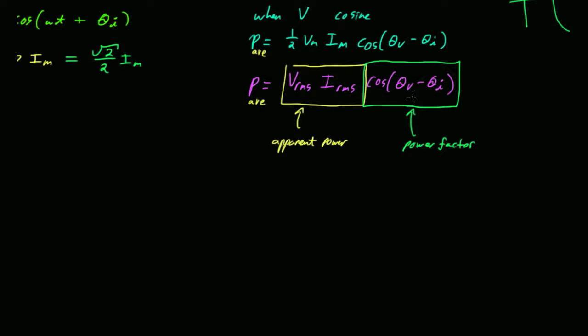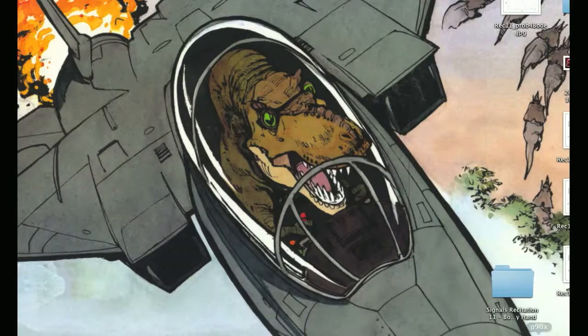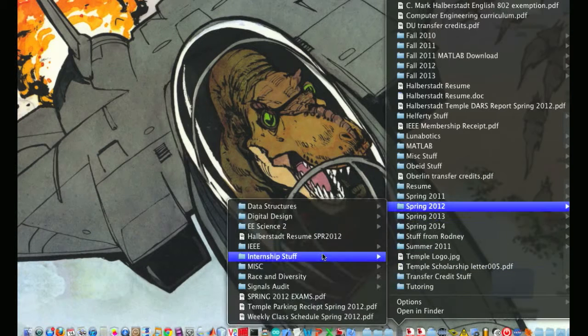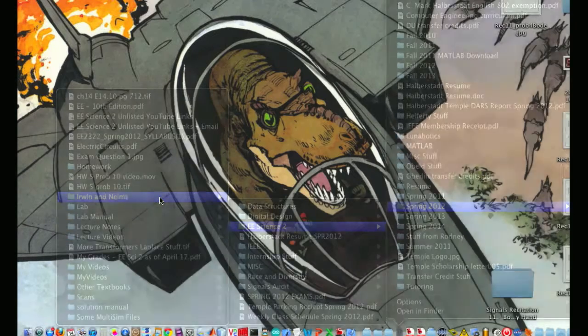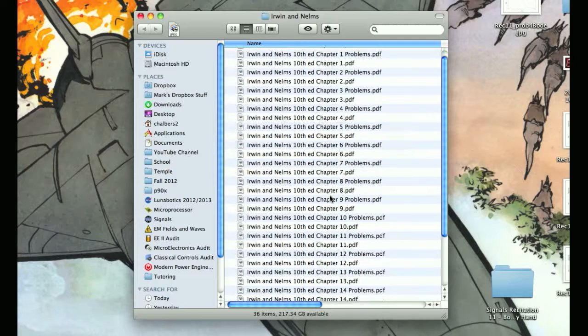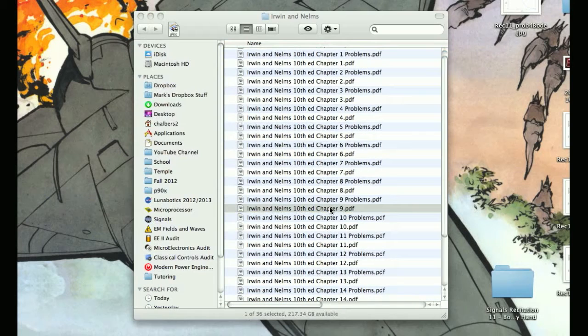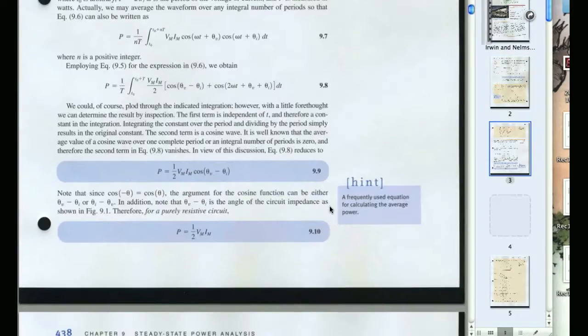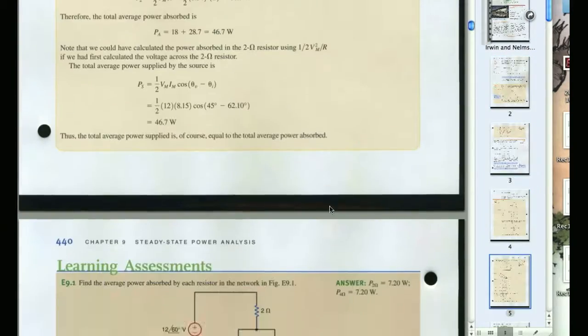And the book actually does a pretty cool example that I wanted to go through. Where am I? I'm going to do example 9.10, if I can find it, because it does a pretty nice job of illustrating the power factor concept. And then we'll talk about complex power. So we are looking at example 9.10.